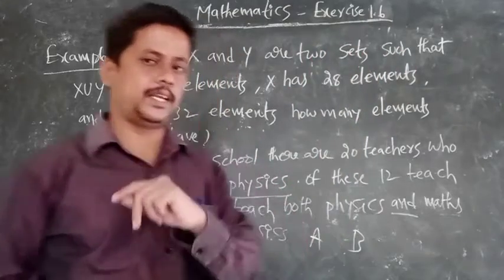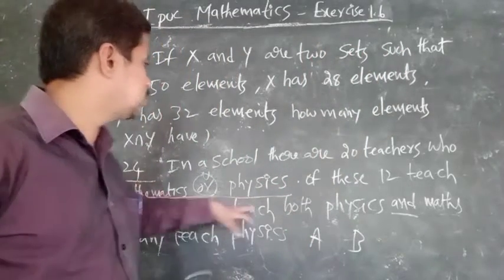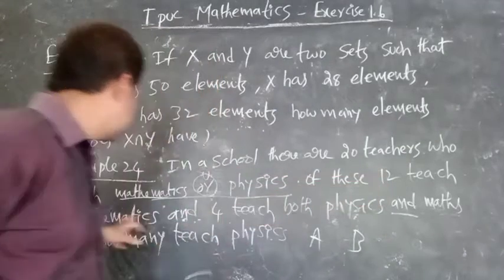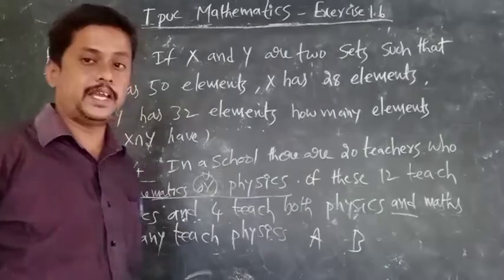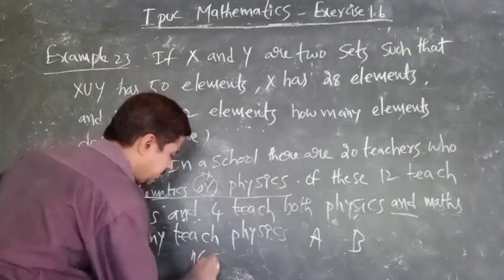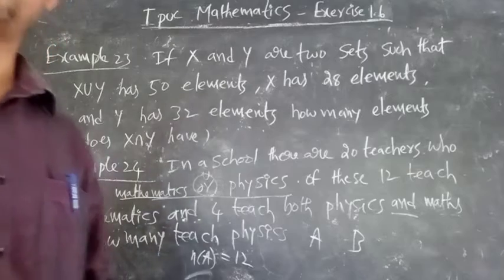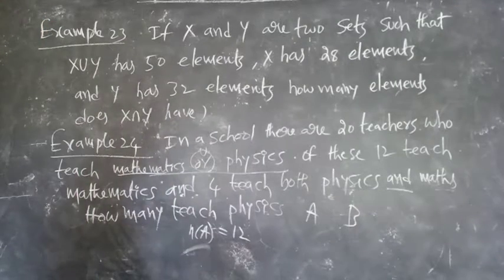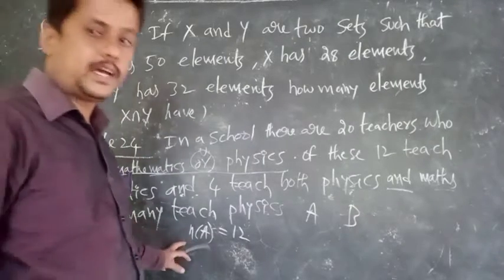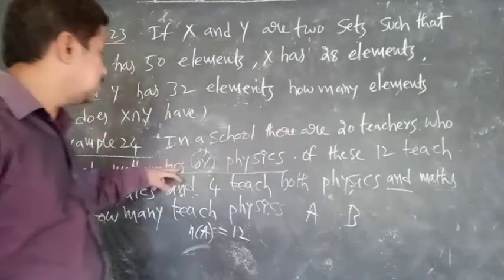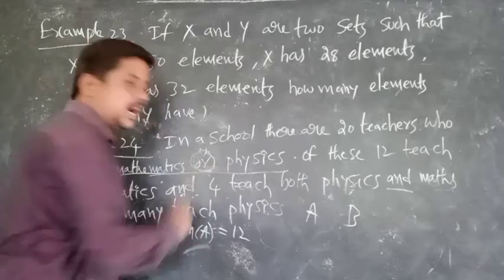Next, n of A is equal to what here? n of A means mathematics. 12 teach mathematics only. So n of A is equal to 12.